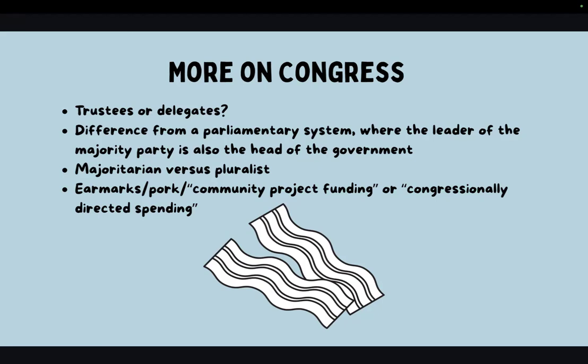Okay. And then why do I have bacon here? It used to be called pork. Now it's called earmarks or community project funding or congressionally directed spending. That is where there is a bill, a law that's going to pass on environmental regulations, loosening them, tightening them, doesn't matter. And somewhere in there, Representative so and so from the 12th district in such and such state throws in a little detail about, and by the way, we're going to build a new park in this town over here, just because it will get them reelected.